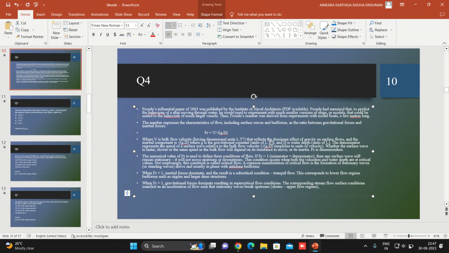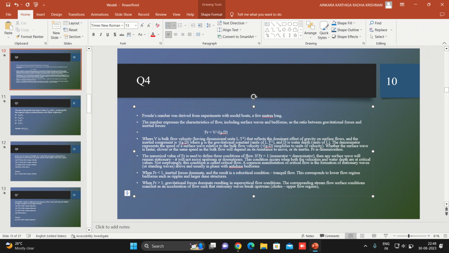Actually, I don't think we need this. Was published by the institute. Proud had surmised that predict the he would need. Since we know that, I'm just removing this because the content is too much.